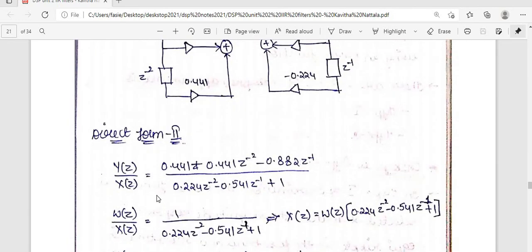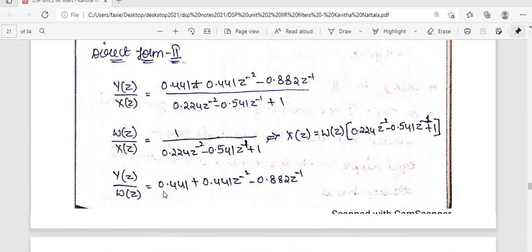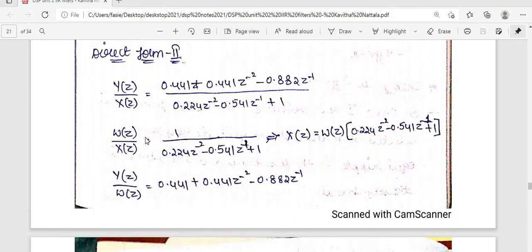So y of z by x of z I'm writing as reverse. That is nothing but 1 by the reverse of this, only the denominator parameter. If you multiply with that, we substitute it separately with y of z. Here we are replacing it with w of z times x of z. This we did separately, and for y of z also we are multiplying with w of z. If you multiply, both w of z cancel, and you will only get y of z by x of z.